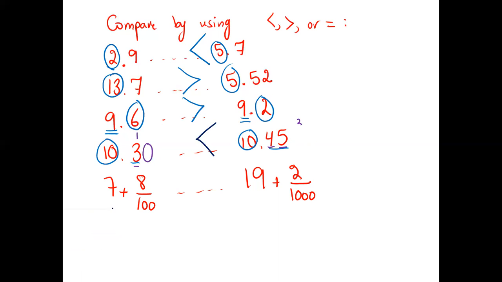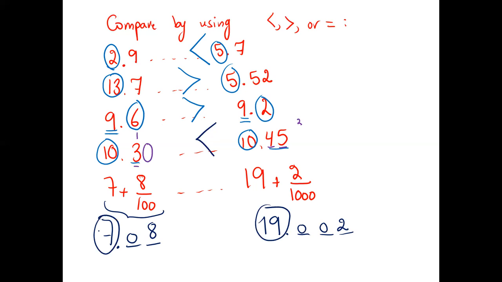7 plus 8 over 100. Let's write it as a decimal number. 7 point, 100 means 2 digits. 8, and the other place is an empty space, so 0. Here, 19 point, 1,000 means 3 digits. Place 2 at the end, and the empty spaces are zeros. Let's compare them. The whole part is 19 and here it's 7. They are different. No need to look at the decimal part and add zeros. Which one is bigger? 19 is bigger than 7.